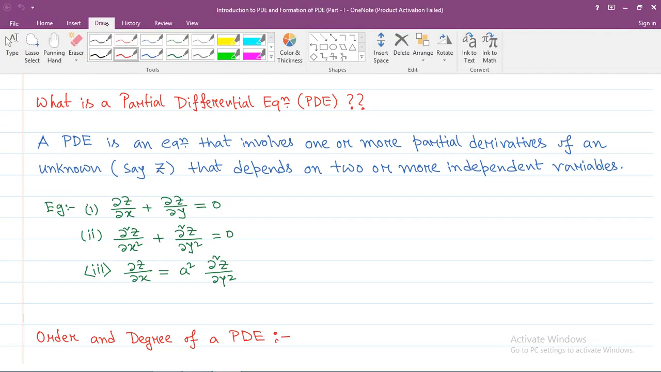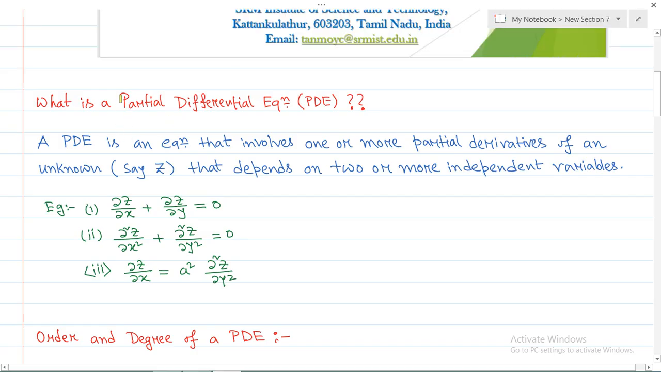So if we want to discuss the definition of a partial differential equation, what can we say about it? A partial differential equation, the short form is PDE, is an equation that involves one or more partial derivatives of an unknown. Say z is the unknown dependent variable that depends on two or more independent variables. So if we have an equation where the dependent variable along with independent variables and their partial derivatives are present, then such an equation is known as a partial differential equation.